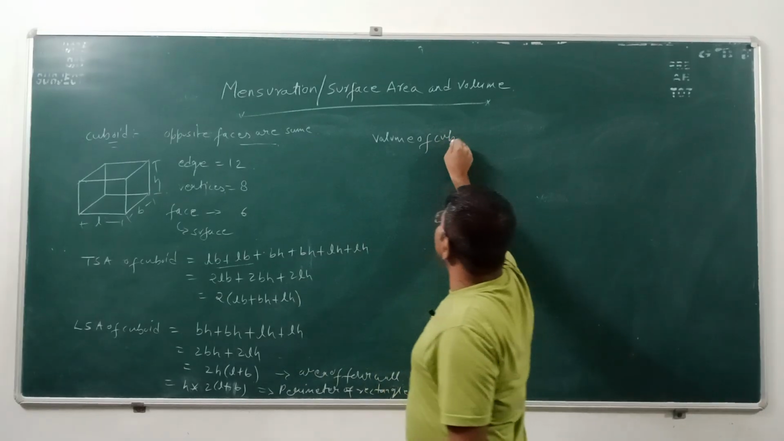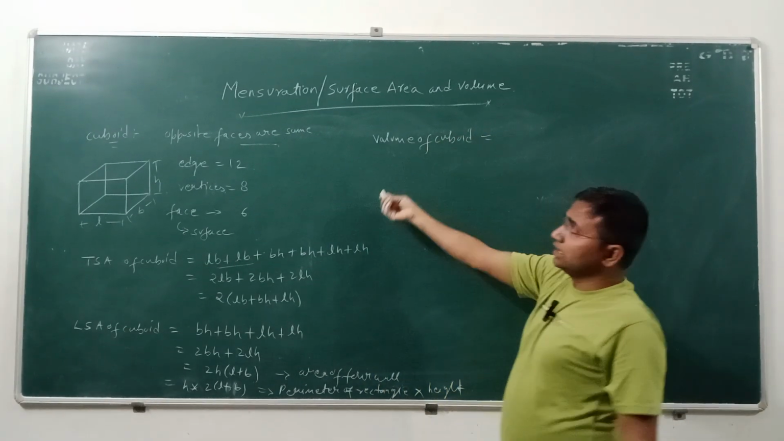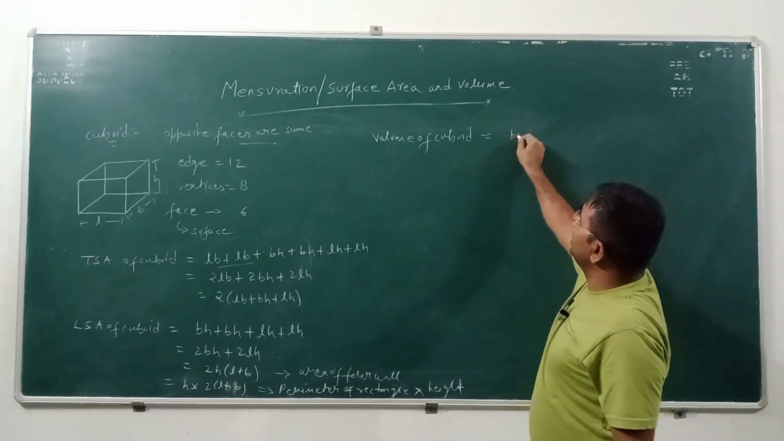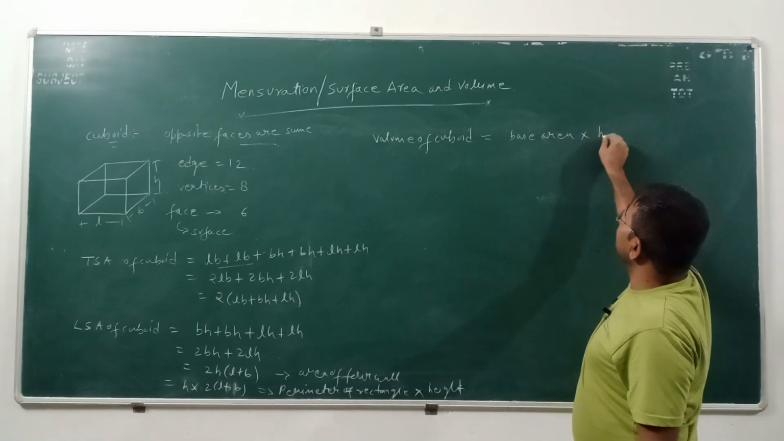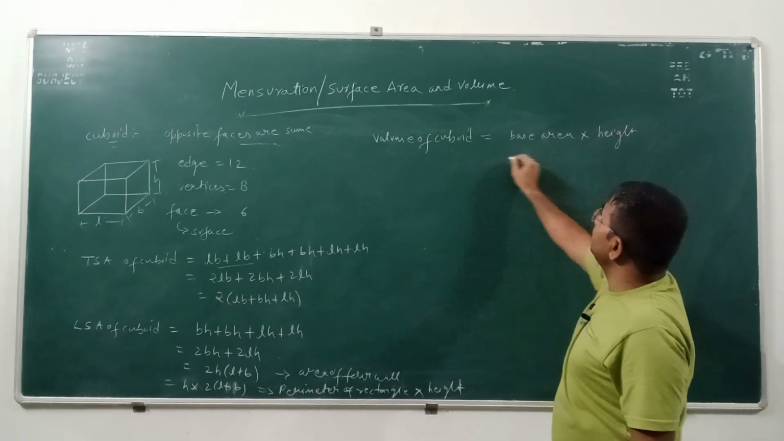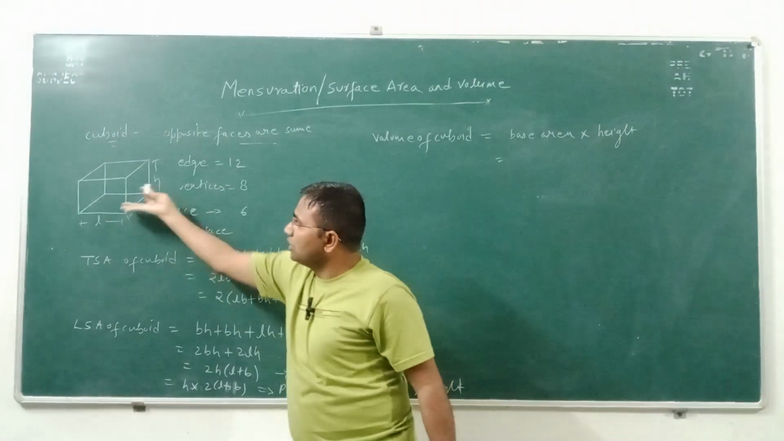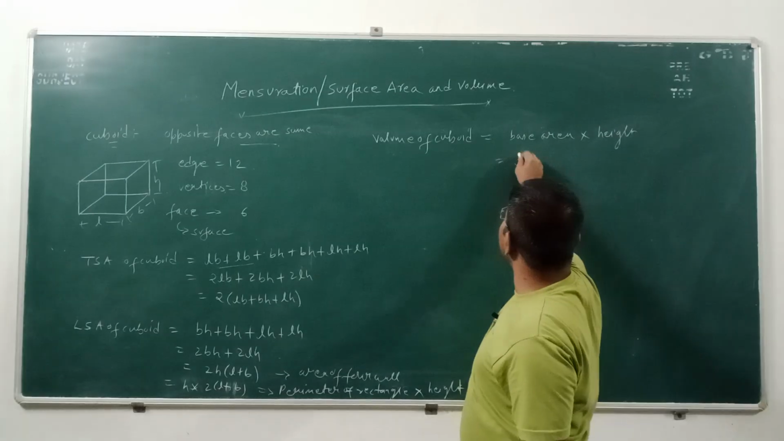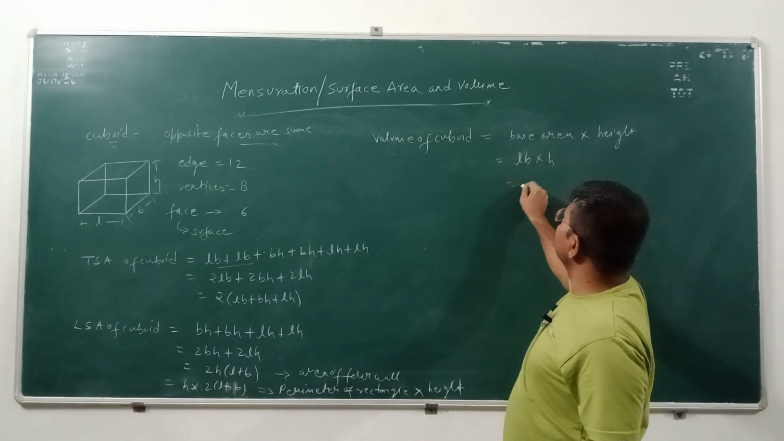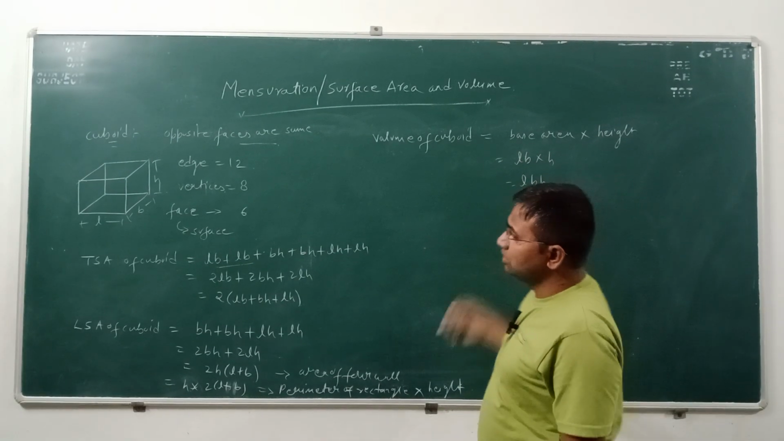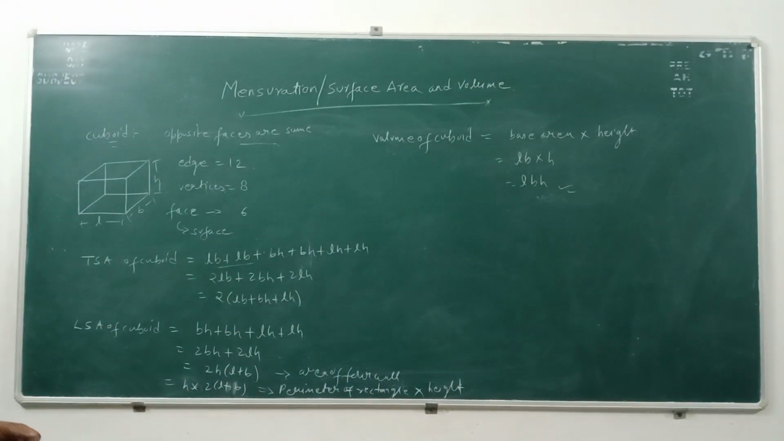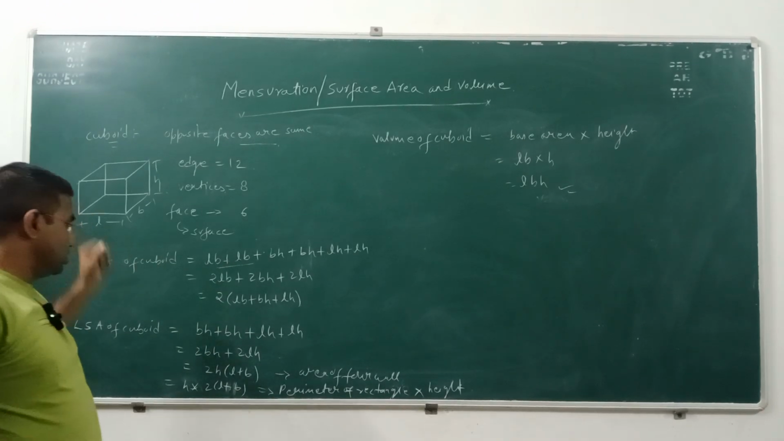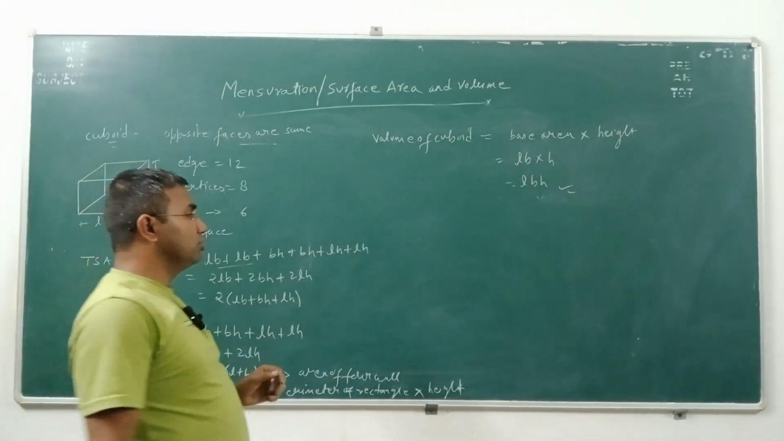As you know, the volume of a cuboid can be written as base area into height. Now see, what is the base area? LB will be the base area, and with height, it will be LBH. Then the volume of cuboid will be LBH. So see here how you calculate the TSA of cuboid, the LSA of cuboid and the volume of cuboid. Now let us talk about the cylinder.